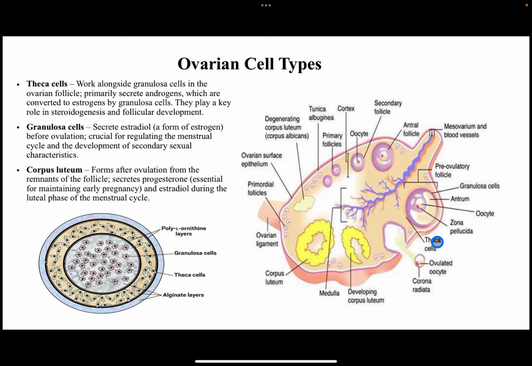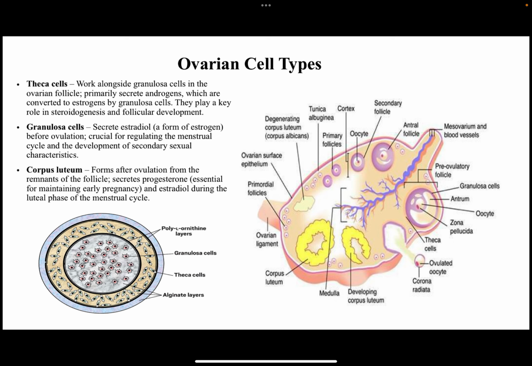And this is the granulosa cell. This cell is what we refer to as the granulosa cell. So you see the theca cells are just closer to the granulosa cells, working alongside them, looking at how close they are in the diagram. They work to secrete androgens, but then the androgens can be converted back to what? Back to estrogen by the granulosa cells.